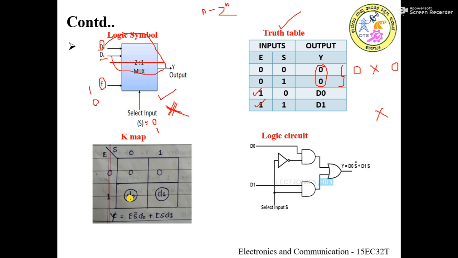Now what is the row value, 1, that is E. What is the column value, 1, that is S. E into S into D1. So E multiplied by S multiplied by D1. So this is another product and these two products have to be added. So finally the SOP equation, sum of product equation, this is the first product and this is the second product. If there are multiple groups, then you will get multiple products and all those products have to be added. So this is an SOP equation, E S bar D0 plus E S D1.